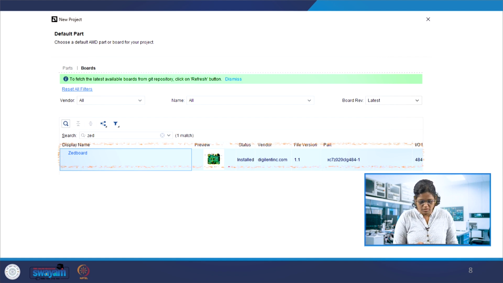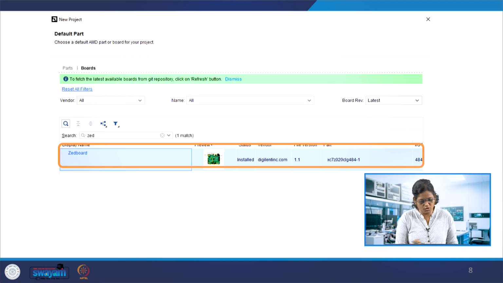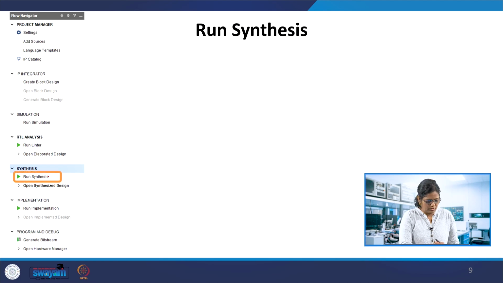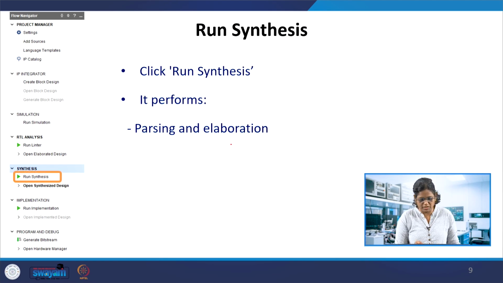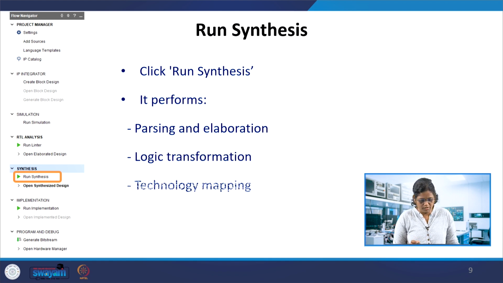As shown here, it is essential while creating the project to select the board, for example the Zed board. The board which you are going to use and the chip name are important to be selected before the synthesis. And then run the synthesis. The one shown here performs parsing and elaboration, the logical transformation that is required, technology mapping, and then report generation.